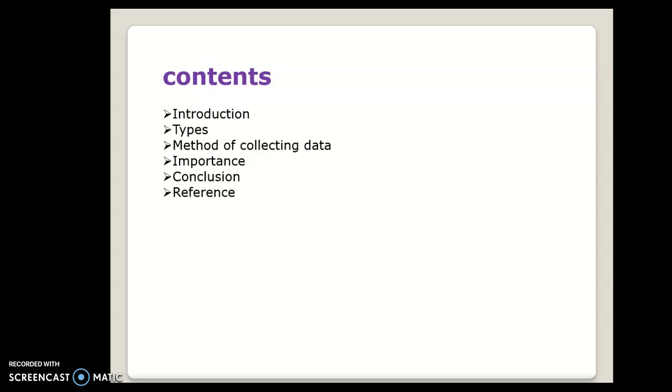The content we are going to discuss is introduction to surveillance, types of surveillance, methods of collecting data, importance, conclusion, and at last, the references.